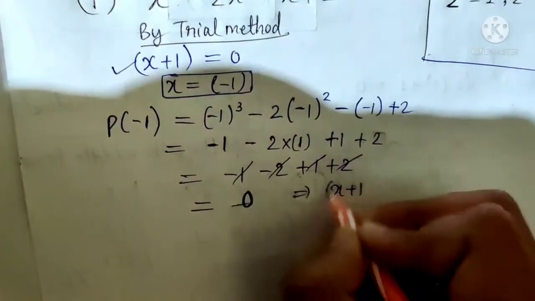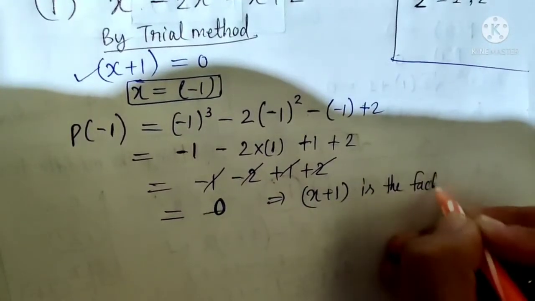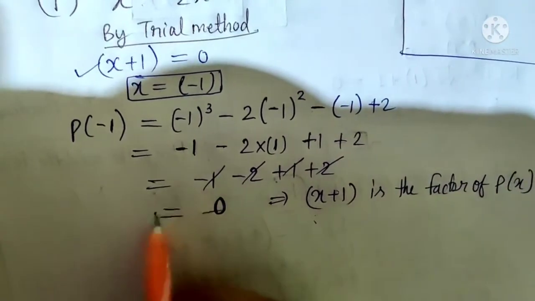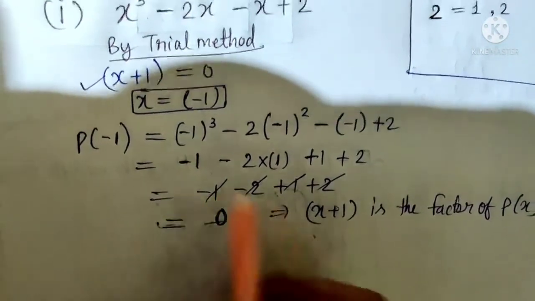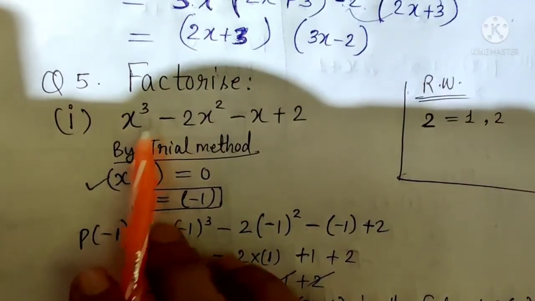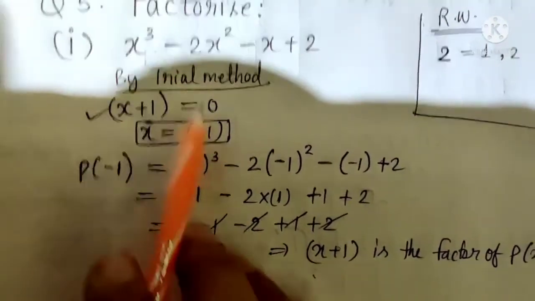therefore x plus 1 is the factor of p(x). p(x) means the given polynomial, because here the value became 0, so we can say x plus 1 is a factor. Now we got one factor, but I told you it is a cubic polynomial, so we have to find three factors. One factor is x plus 1, but what about the other factors?